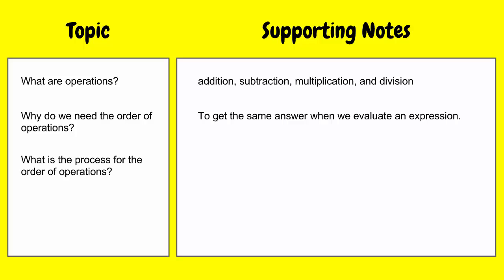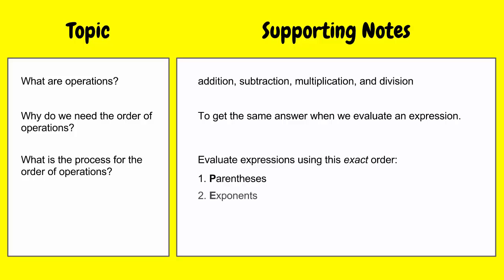What is the process for the order of operations? Well, we have to follow an exact order. So here's the order we're going to follow. Step 1, evaluate parentheses. Step 2, evaluate the exponents. Step 3, multiplication or division.